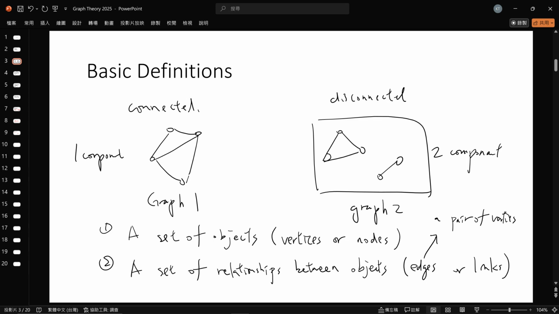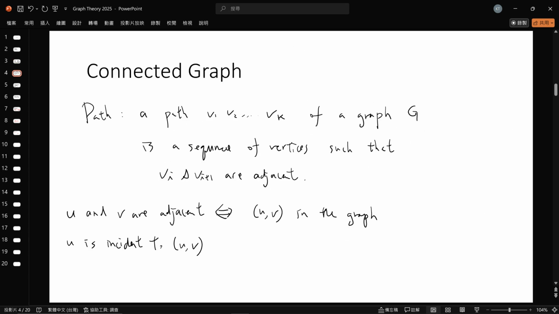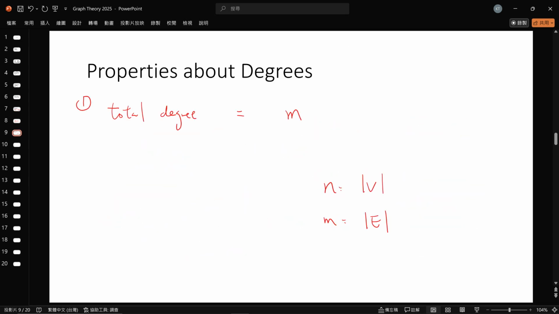And you can try this one. The total degree will be 2 plus 3 plus 3 plus 2. It will be 10, and we have 5 edges. So again, the total degree is twice the number of edges. So this one is quite simple.